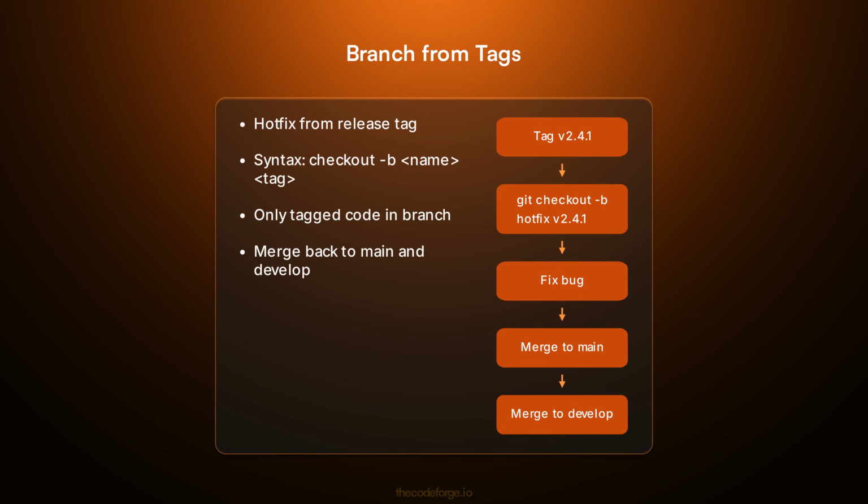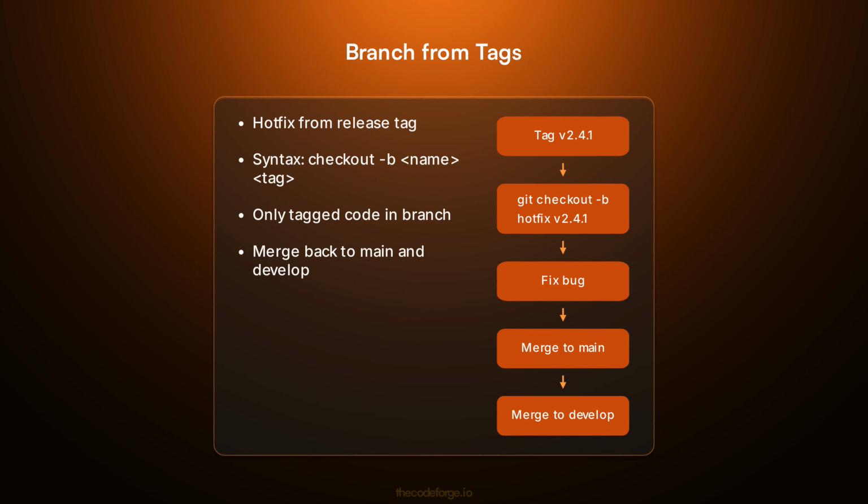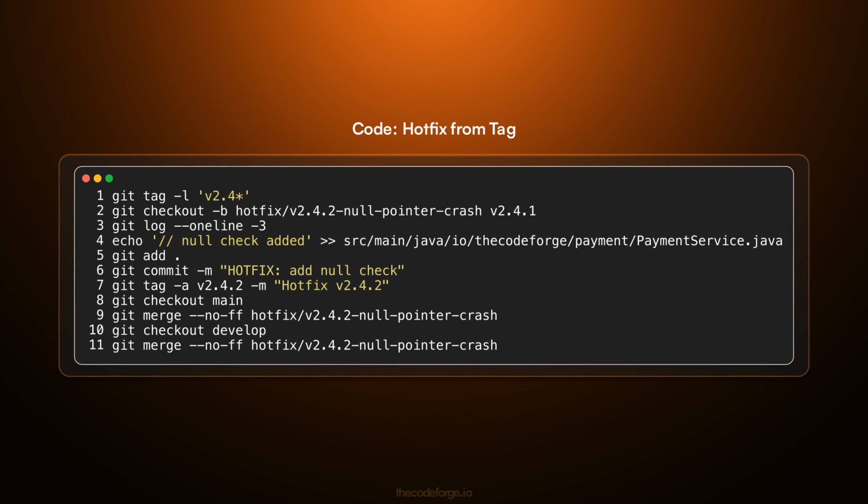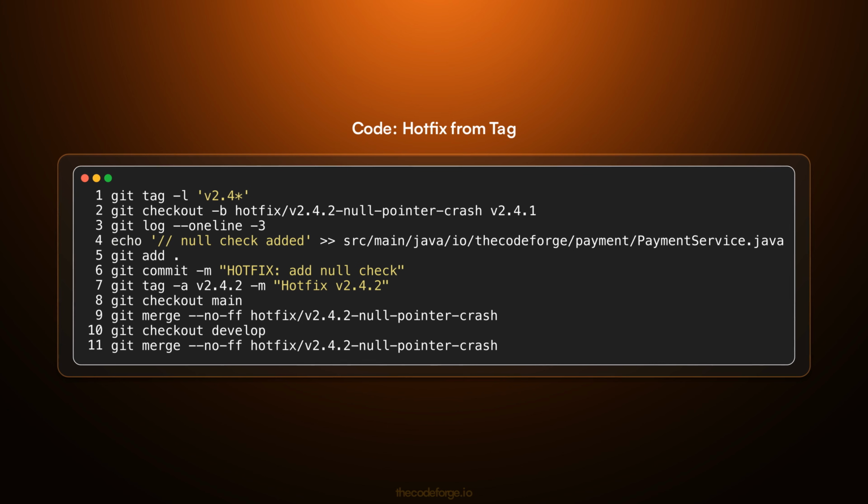For production hotfixes, branch from a specific release tag. This ensures your fix starts from a clean, deployed state without unreleased features. After fixing, merge into both main and develop to preserve the fix. Here's the hotfix workflow. Verify the tag exists, create a branch from it, fix the bug, commit, tag the release, then merge into main and develop. This keeps your hotfix isolated from unreleased features.